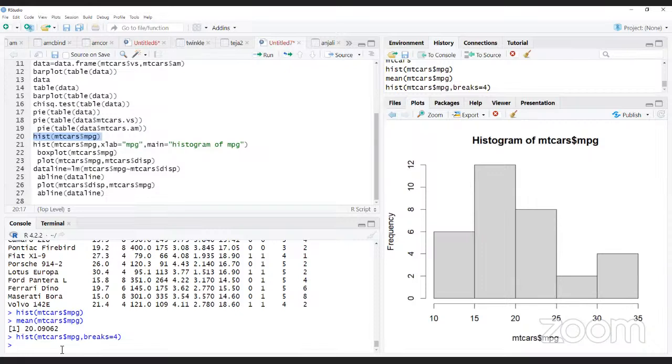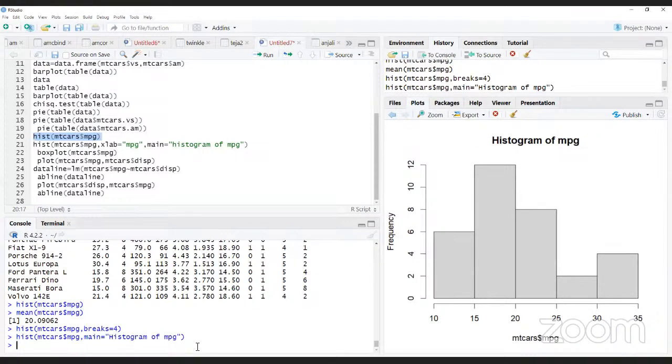Farah, you can write down again the same thing, except the breaks = 4. You just remove breaks = 4, comma. Then you write down main equal to double inverted comma, histogram of MPG. Enter. Okay, so you can change the title by using the main command.